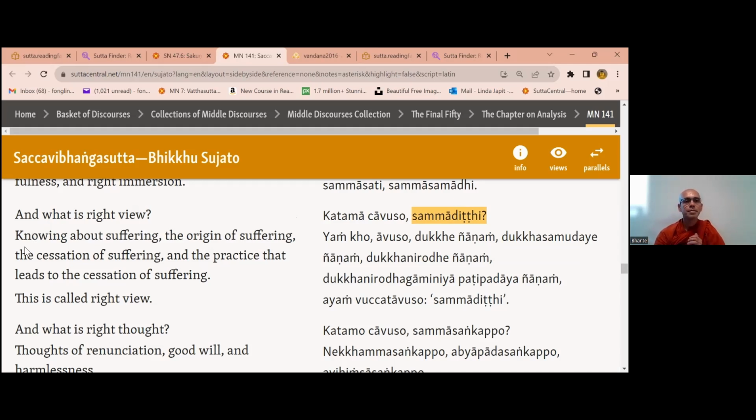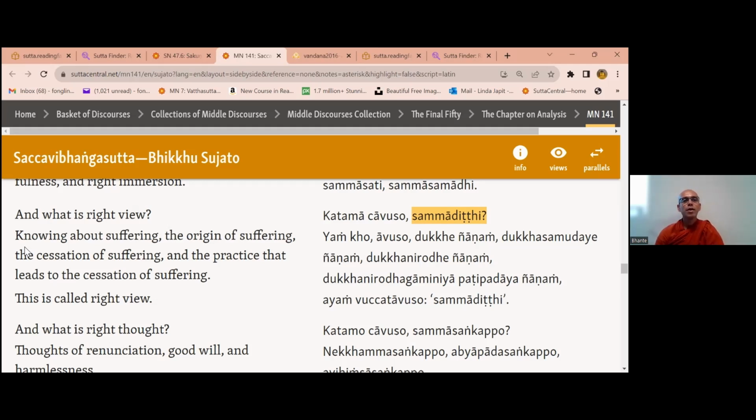And what is right view? Knowing about suffering, the origin of suffering, the cessation of suffering, and the practice that leads to the cessation of suffering. This is called right view. Right view means the view is the concept, the eye, the corner from which we see the world.